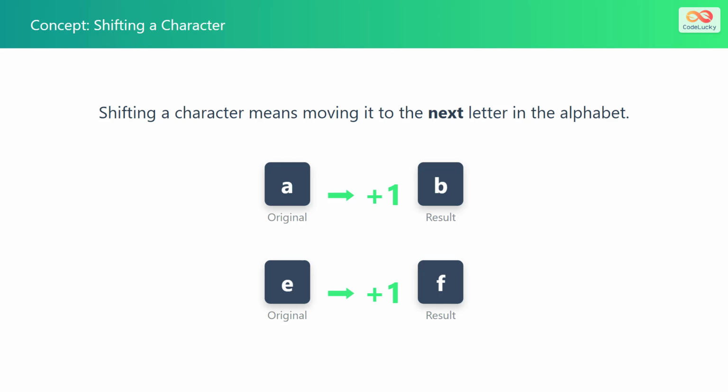To understand the solution, first we must understand what a shift is. Shifting a character simply means replacing it with the very next letter in the alphabet. For instance, shifting A once gives you B, and shifting E once gives you F.